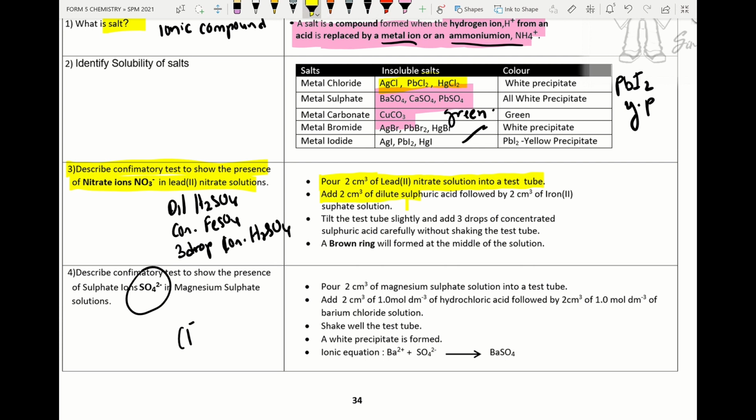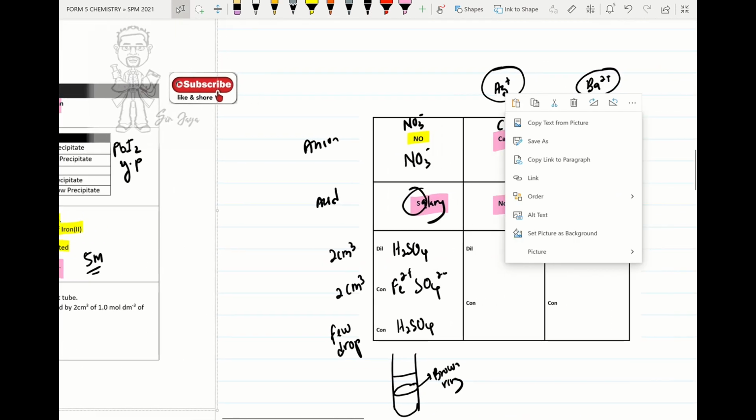So we add 2 cm³ of dilute sulfuric acid followed by 2 cm³ of concentrated iron(II) sulfate solution. We tilt the test tube slightly and add 3 drops of concentrated sulfuric acid. Please put without shaking the test tube, and please put the word carefully. A brown ring will form at the middle of the solution. Confirm the presence of nitrate ion. So 5 marks here. Alright, so we move on to the next ion.